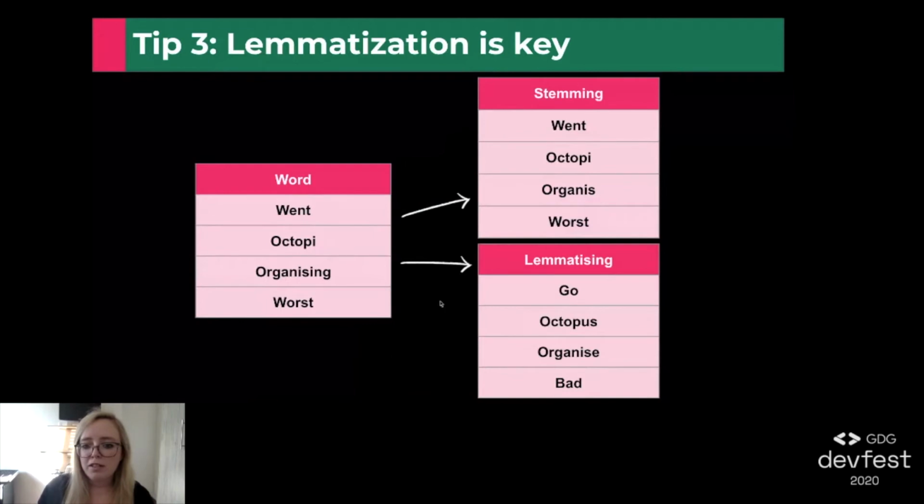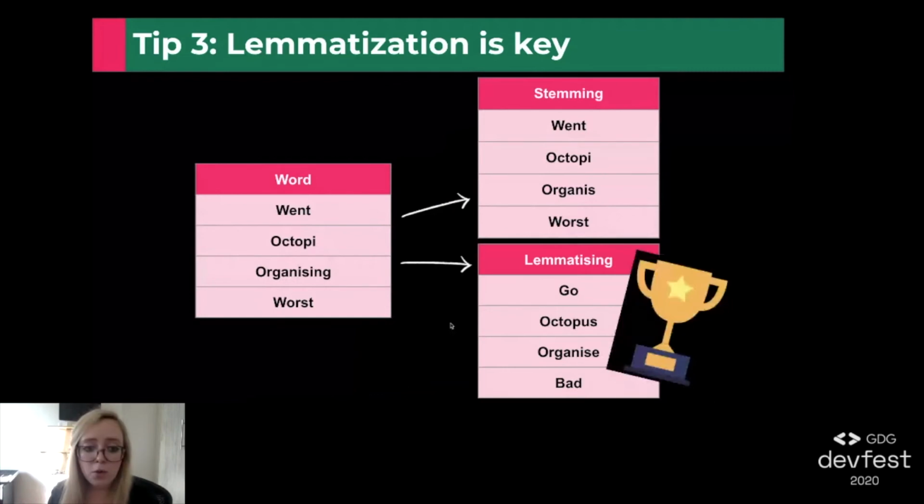From my experience, lemmatization is not significantly more time consuming than stemming, but the results are always far superior. I mean, we can have a look at the words on the screen right now. The words went, octopi, organizing, and worst. If we look at how stemming was able to transform those words to its root word, well, went, octopi, and worst were not able to be transformed to a root word. They actually stayed exactly the same.